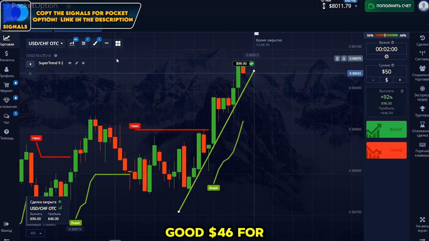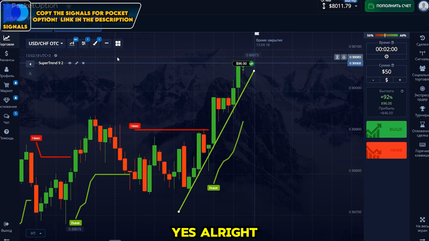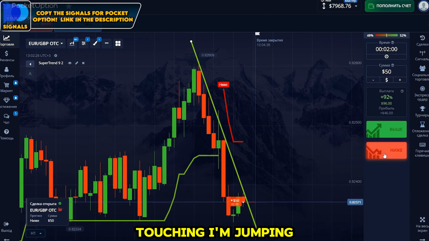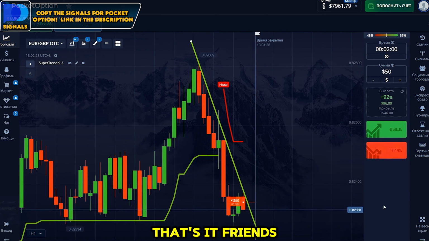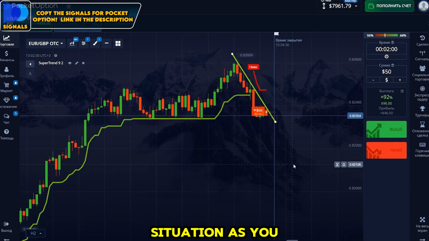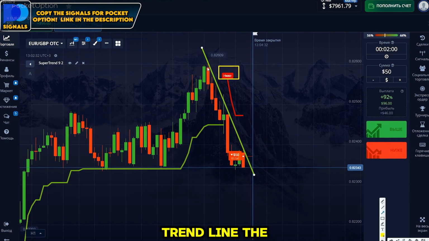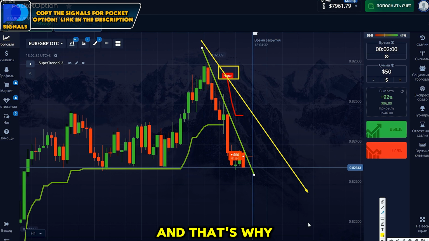Good, $46 for the base. Alright, let's move on. Whoa, touching... I'm jumping in for 2 minutes. That's it, friends. It's the same situation, as you can see. Nothing is changing. Look here, we have a signal to go down right here, as we can see. Signal to go down, trend line. The potential in this time frame is pointing downwards, and that's why we're going down.